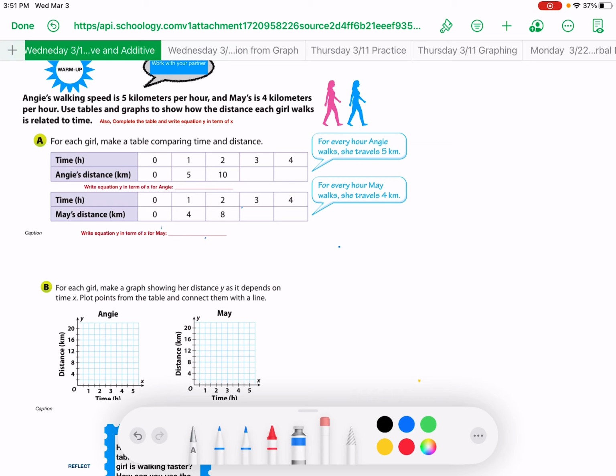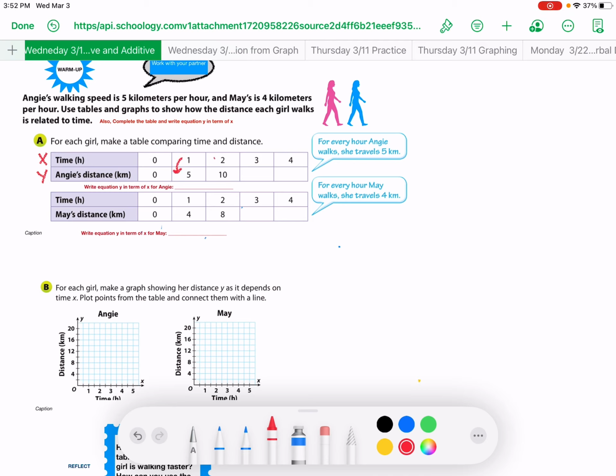So here we're going to look at time as your x, right? This is going to be our x, and the distance is our y. We've talked about independent and dependent variables, and you can't travel distance if you don't have time. So distance is dependent on time. Therefore, time is independent. So we know that they told us that she can walk 5 kilometers in 1 hour. So you see that relationship here.